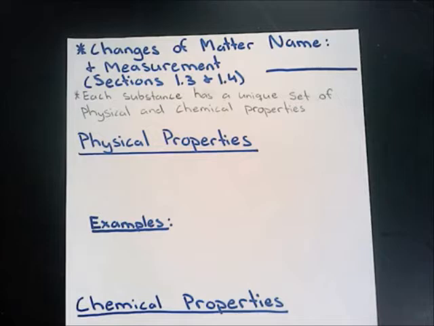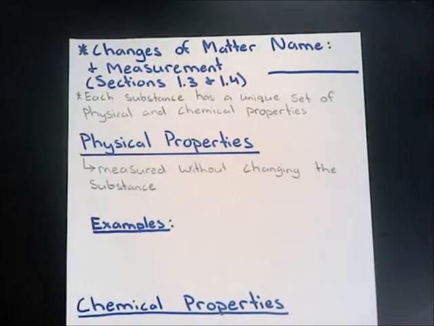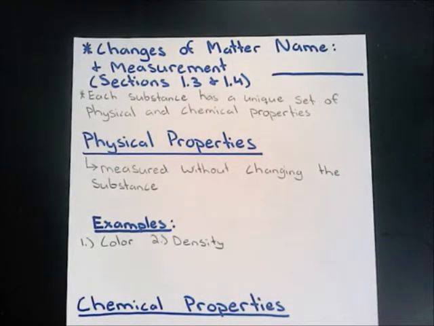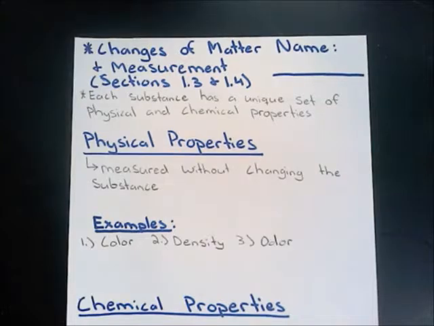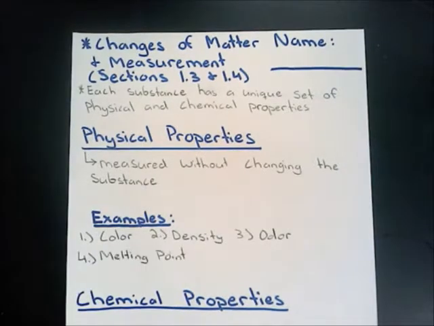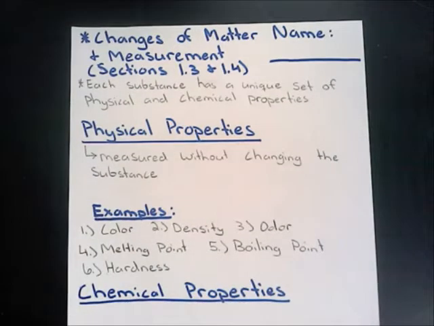So we start out here with physical properties. And physical properties are measured without changing the substance. So some physical properties include things such as color, density, odor or smell, melting point, boiling point, and hardness. Now, these 6 examples are just a few examples of physical properties of substances. They can range in a multitude more. But again, this gives us a few examples to base ourselves on what physical properties are.